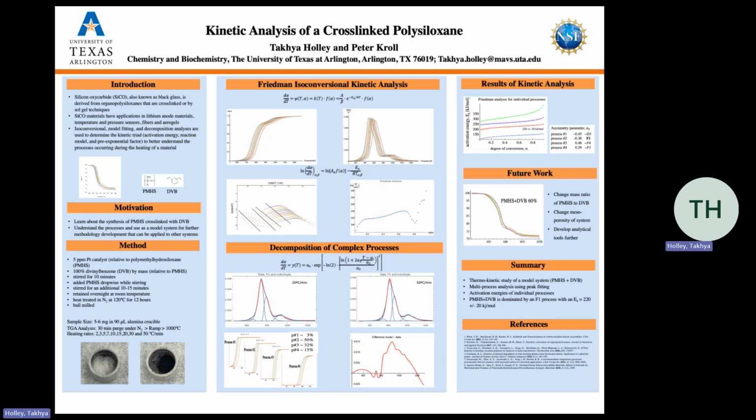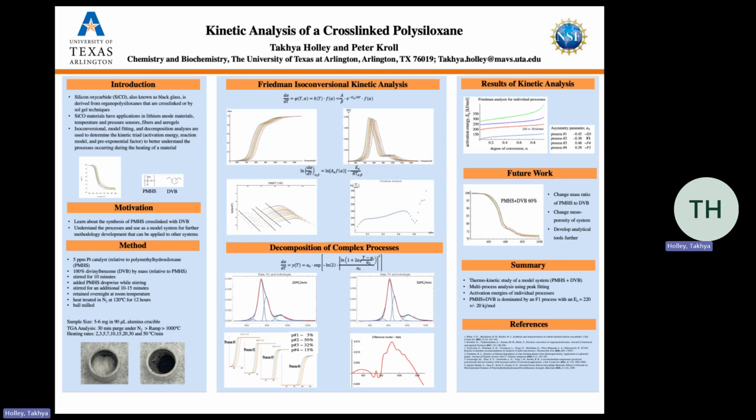Now that we have an estimate of the activation energies for the overall process, we move on to the decomposition of the processes using a Fraser-Suzuki function, which is a modified Gaussian function that allows us to account for the asymmetry of the peaks. We have this here with the 2 graphs on the left, where we see the decomposition for the 4 processes for 2 different heating rates.